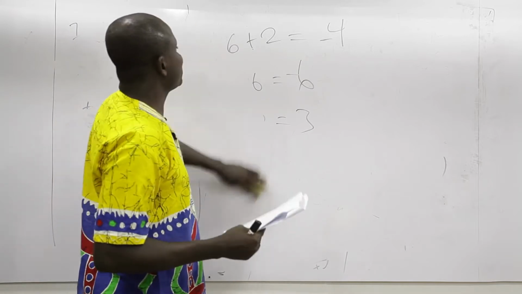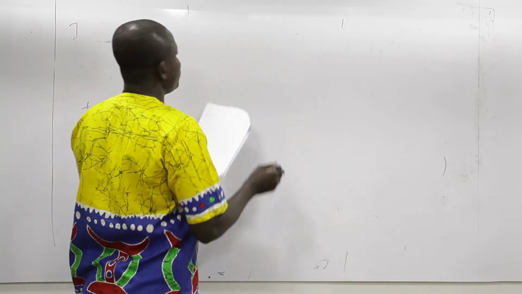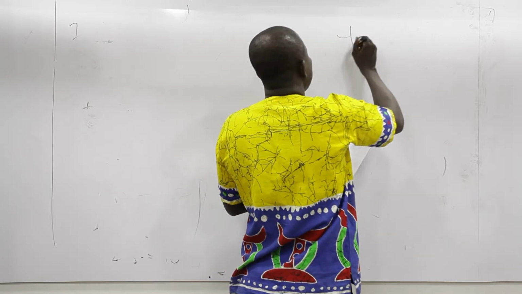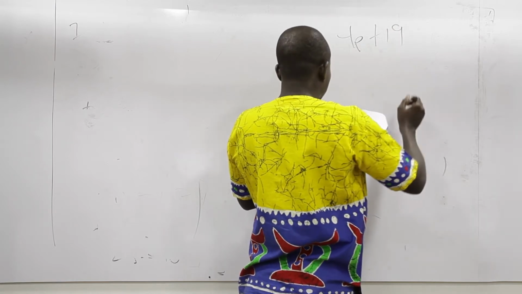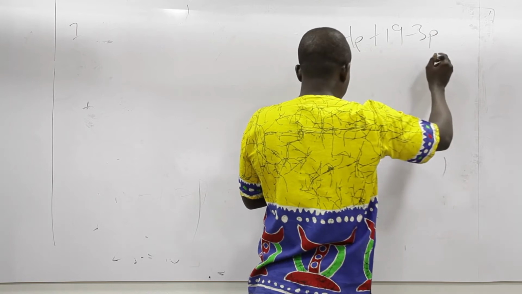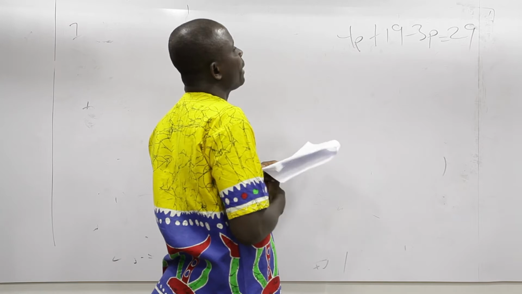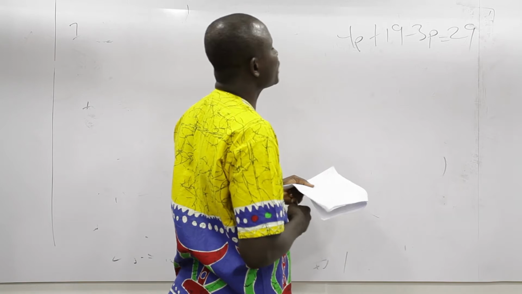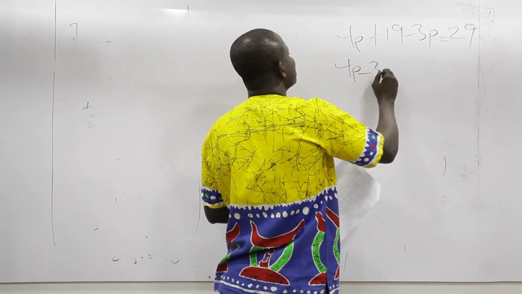That is the fundamentals of the linear equations. Okay, so now let's look at another example. I'm having 4p plus 19 minus 3p is equal to 29, right? 4p plus 19 minus 3p is equal to 29. So let's try and group the like terms. I'm having 4p minus 3p.